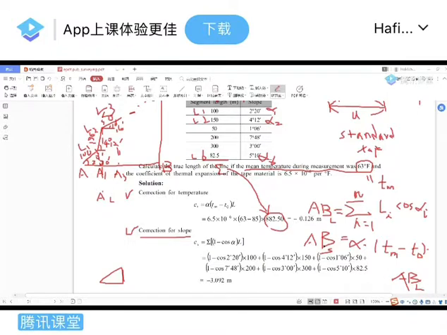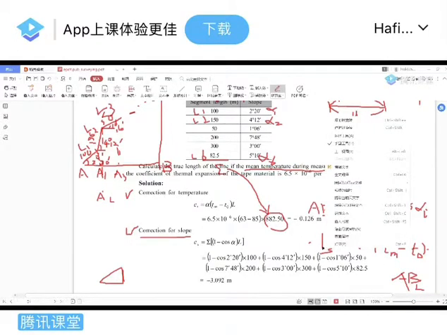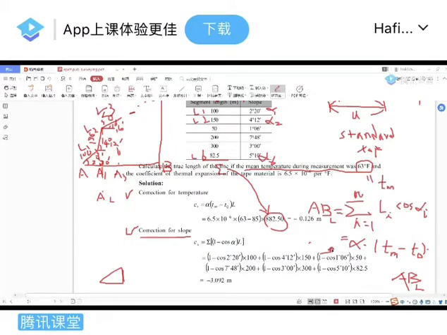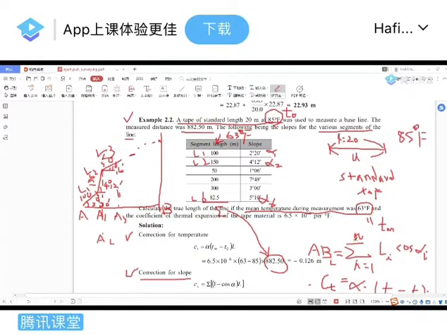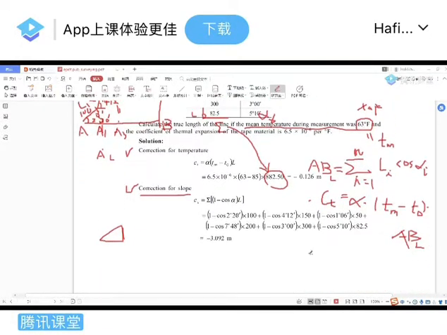This will be your correction. This is not ABS. This is your correction. Let me get rid of this one, otherwise it will be confusion. This is your correction. Correction for the columns. So this is a correction according to the temperature, CT. It will be this one. Okay. So now you're supposed to minus your ABL minus this one.